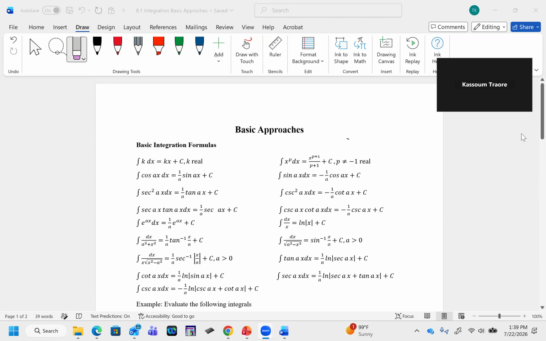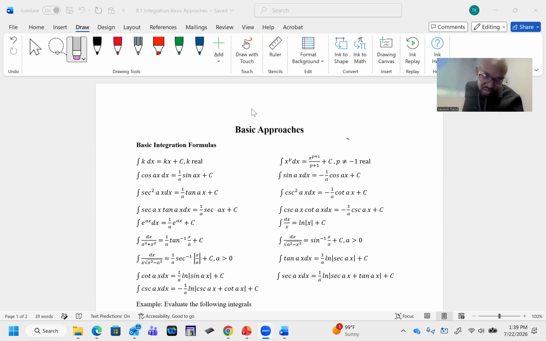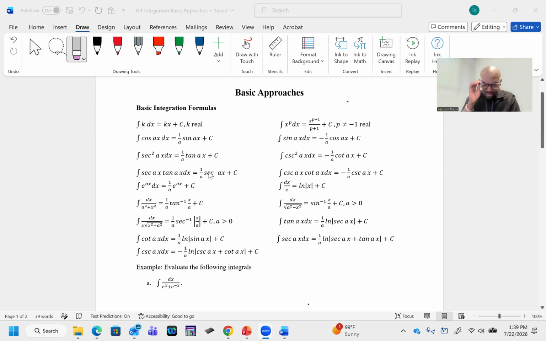So today we are going to talk about the basic approaches of integration. These are some basic integration formulas. Please take your time to read and refresh your memory before we use some technique to find the integral of some complicated function, I mean.